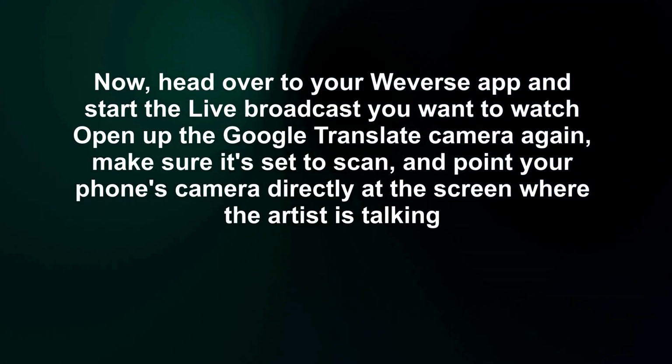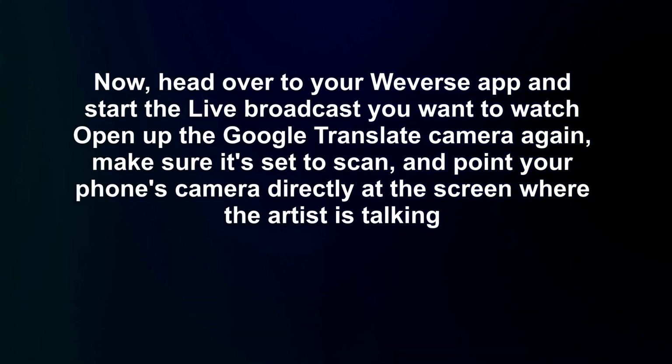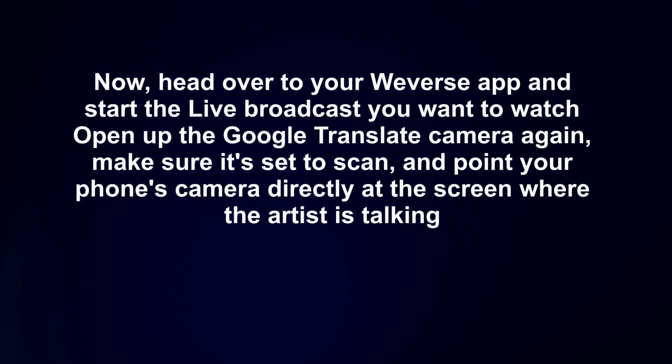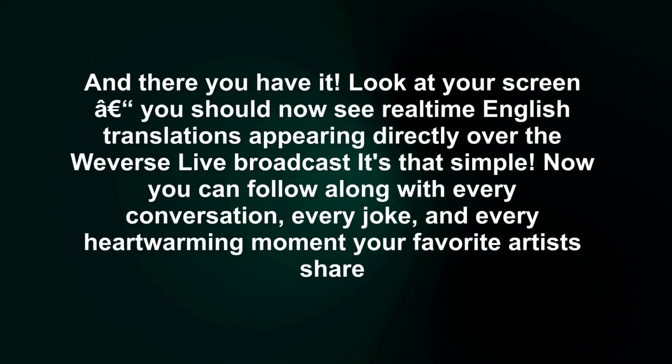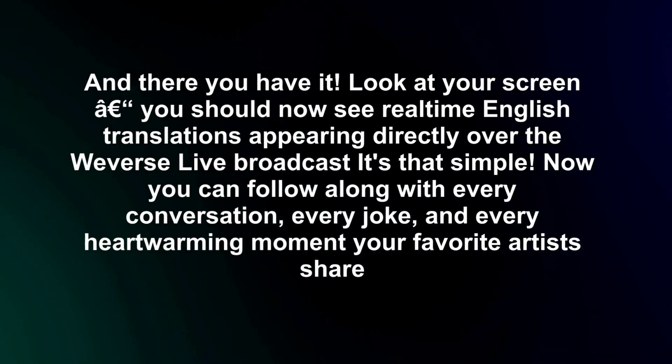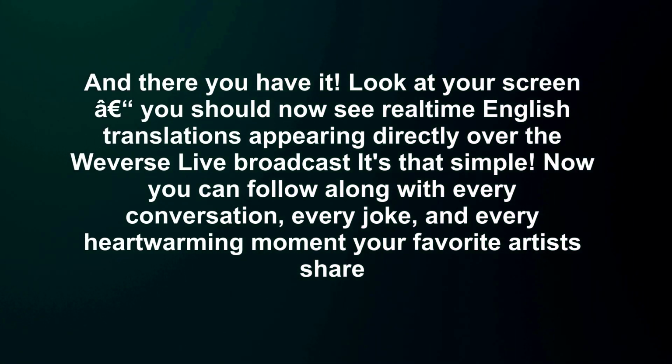Now, head over to your Weverse app and start the live broadcast you want to watch. Open up the Google Translate camera again. Make sure it's set to scan, and point your phone's camera directly at the screen where the artist is talking. And there you have it. Look at your screen. You should now see real-time English translations appearing directly over the Weverse Live broadcast.